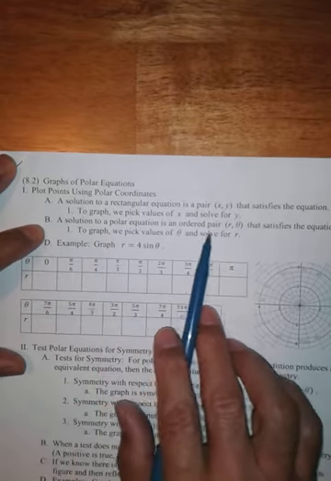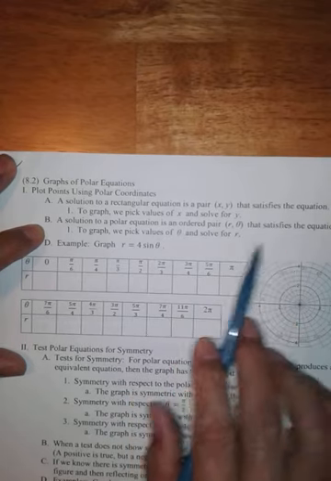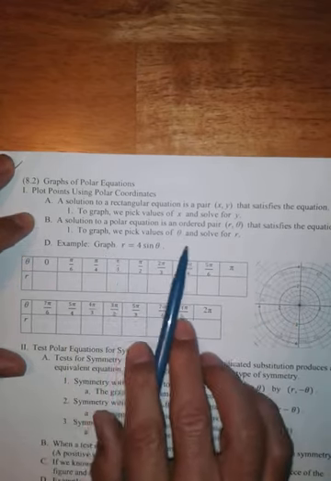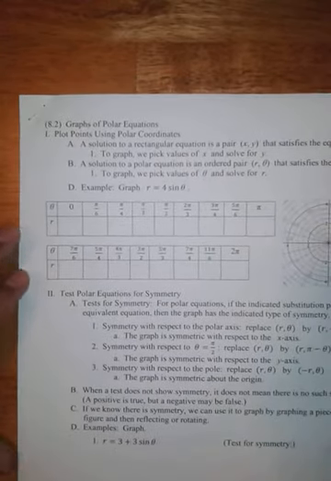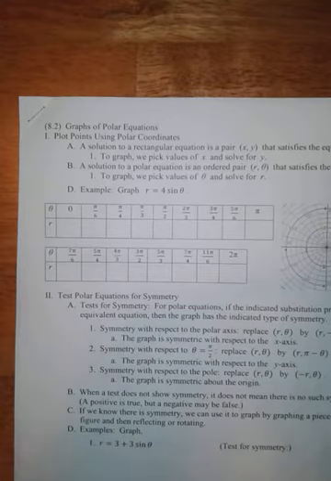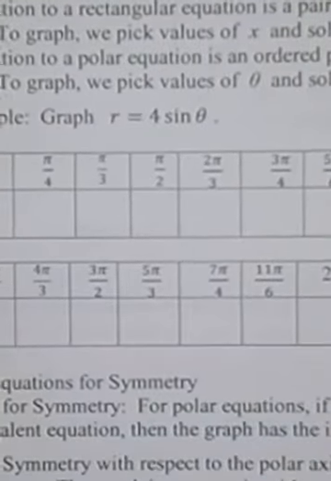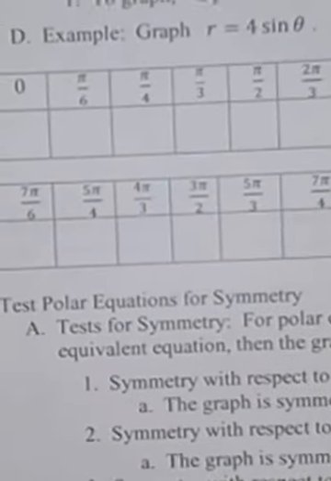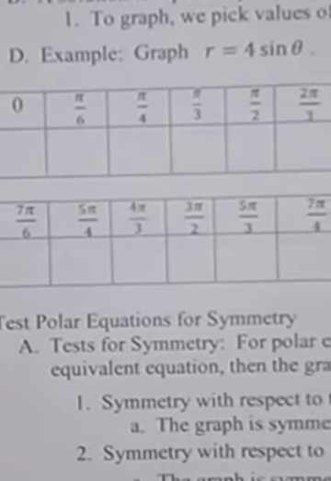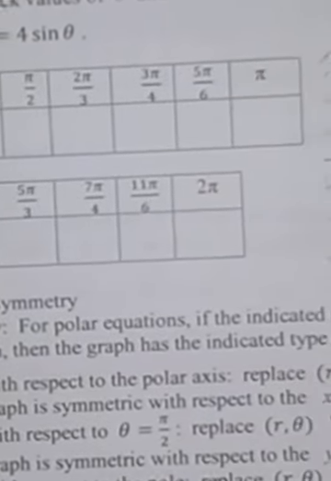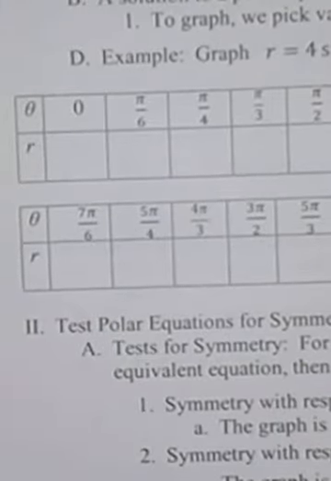A solution to a polar equation is an ordered pair (r, theta), remember those from section 8.1, that satisfies the equation. To graph, we pick values of theta and solve for r. So we're going to do that for our first example here. We're going to make a table, pick some values of theta and find values of r. Okay, so there are the values of theta. Notice these are on the unit circle. Then we're going to plot those and see what the graph looks like.